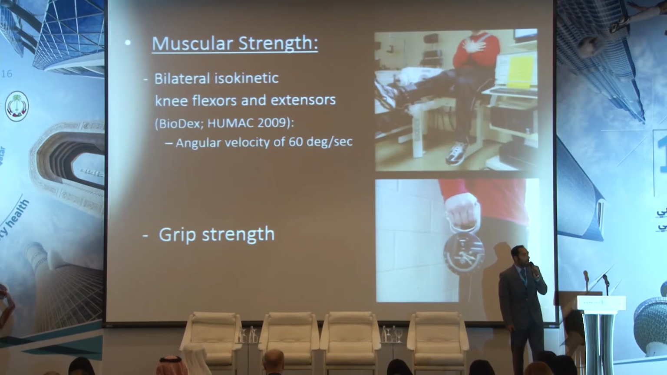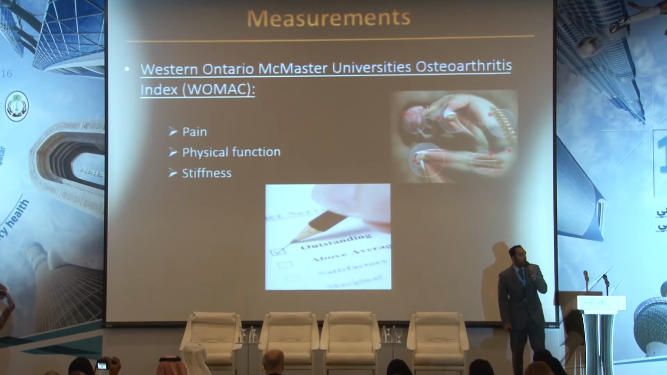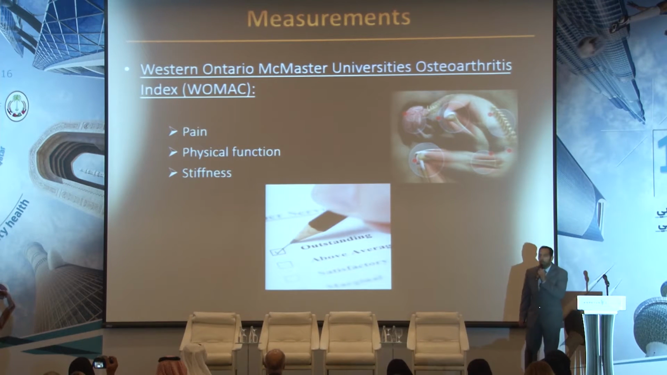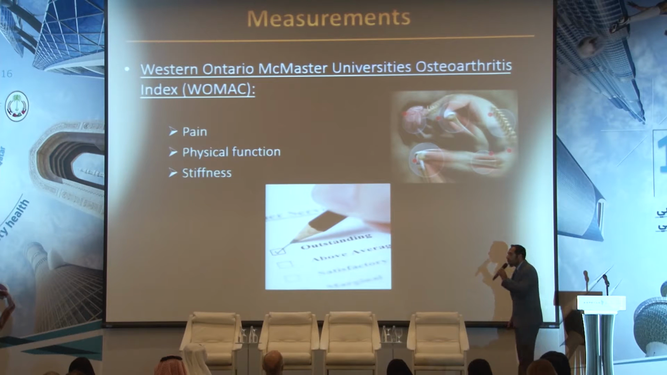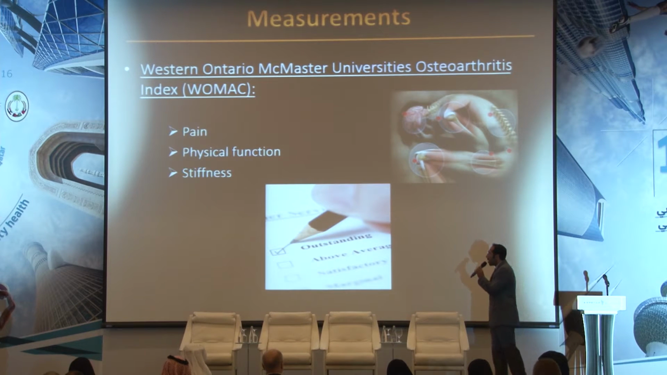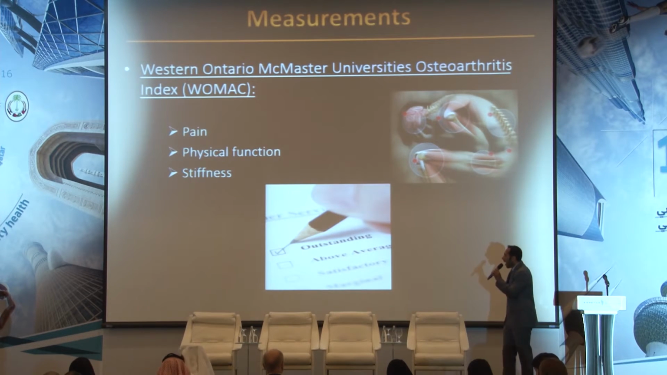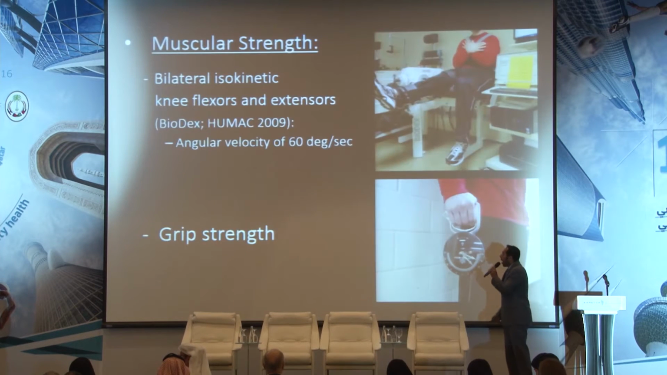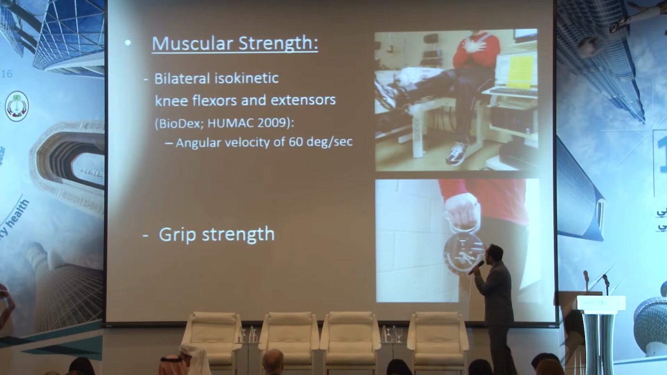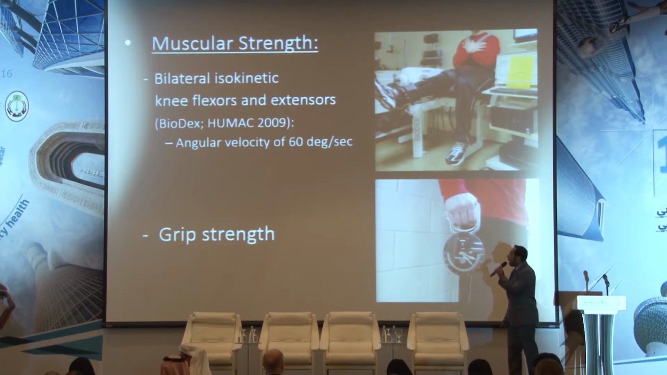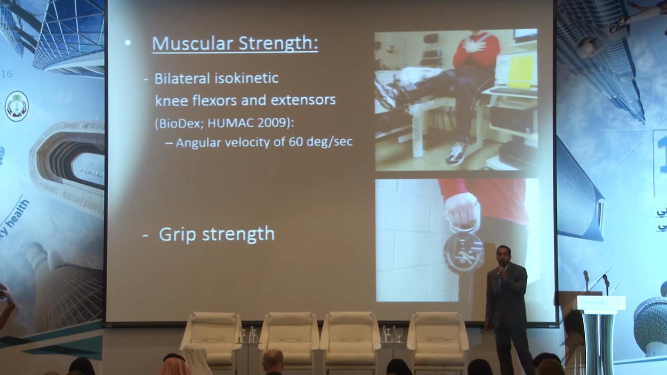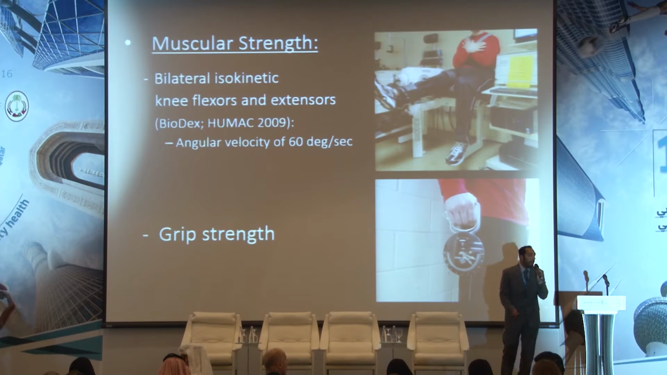For the measurements, I used a well-validated questionnaire, the WOMAC questionnaire. It's designed for people with osteoarthritis, and it measures 3 domains: pain, physical function, and stiffness. I also measured their upper and lower body strength, using the Biodex for the lower body at an angular velocity of 60 degrees per second, and the hand grip for upper body strength.